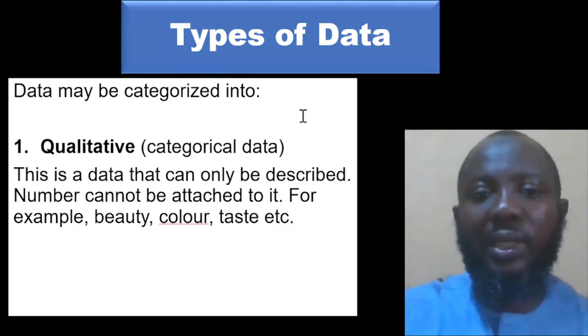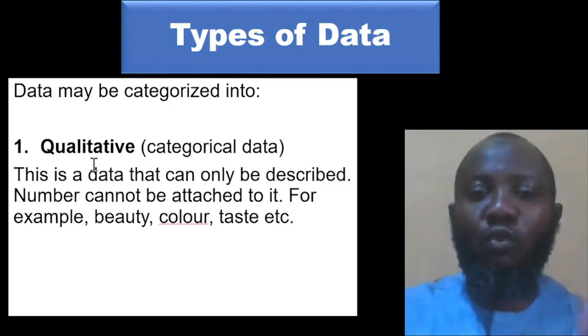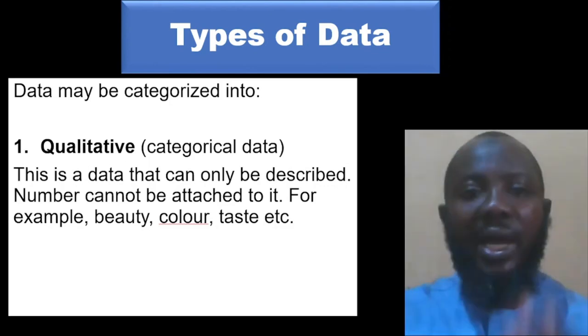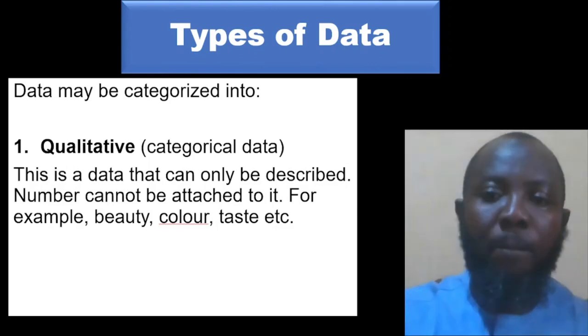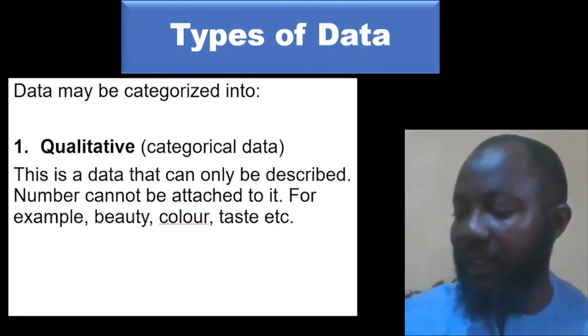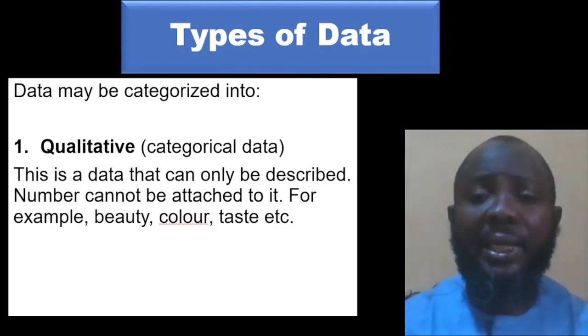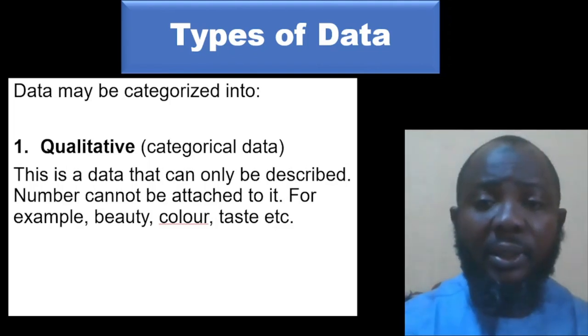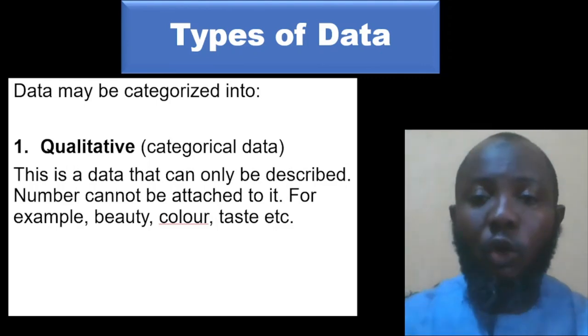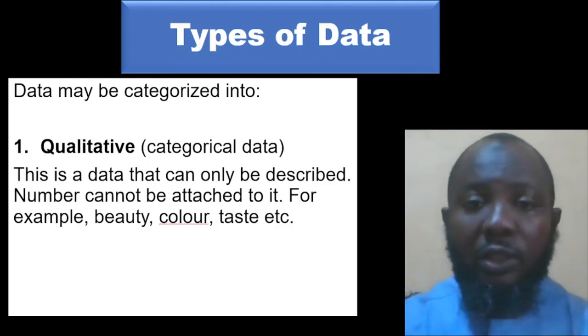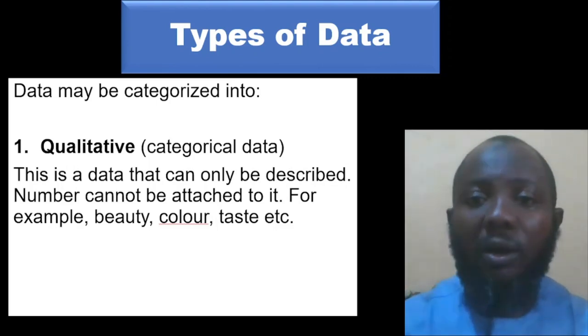So the next one is we have different types of data. Data may be categorized into two. We have qualitative data, this is the first one, and we have quantitative data. From the word qualitative, it is talking about data that has nothing to do with numbers. It has something to do with characteristics or features of something. For example, we can be talking about color or beauty, or taste. All these cannot be quantified.